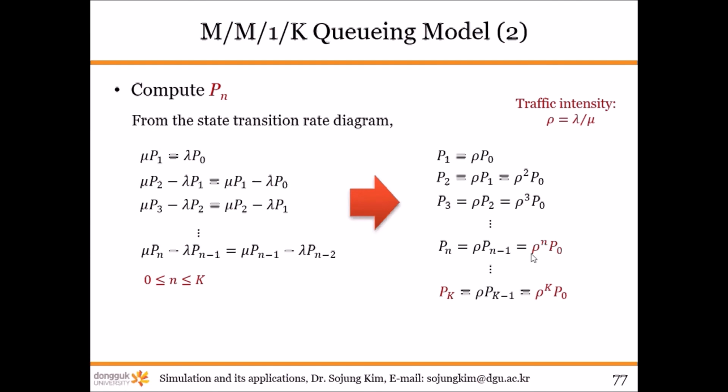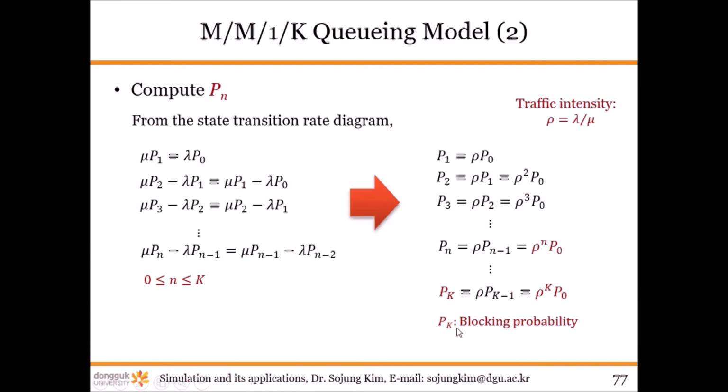And you know that we have a probability value for the k state. So now we can have these symbols, equations. And as you know, P_k is also known as the blocking probability.